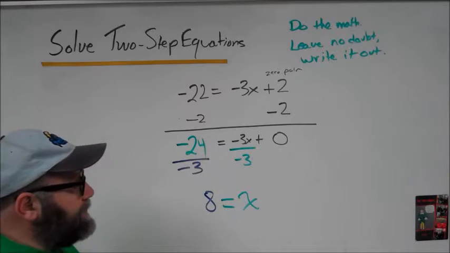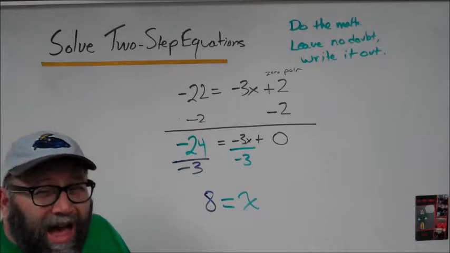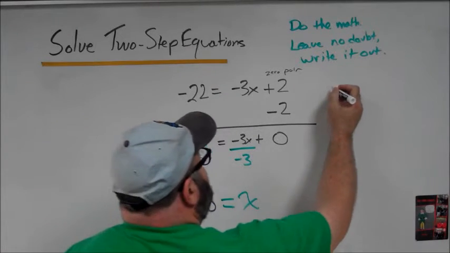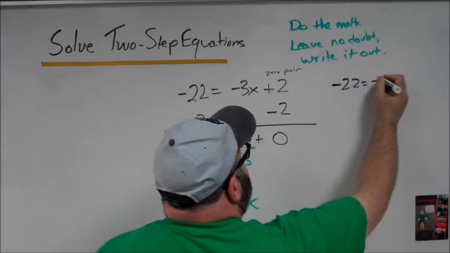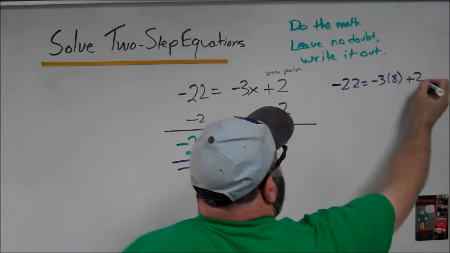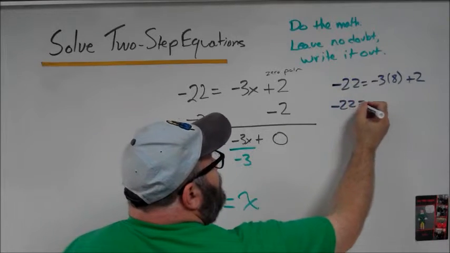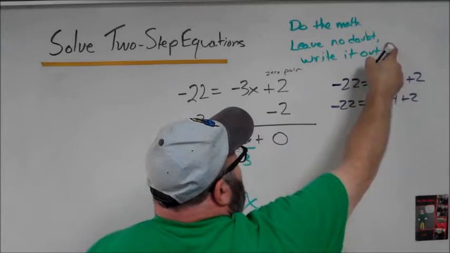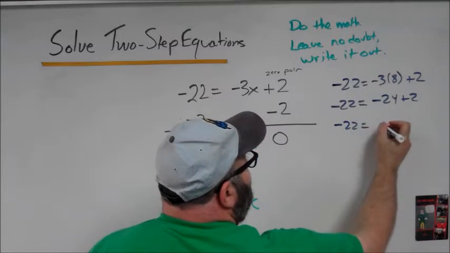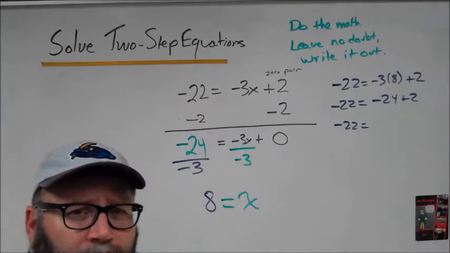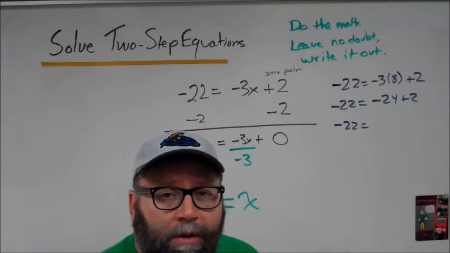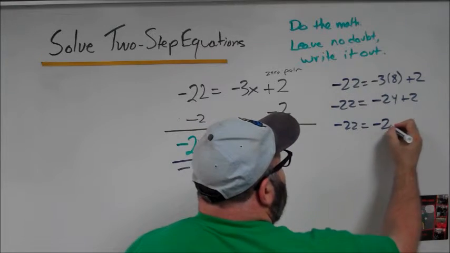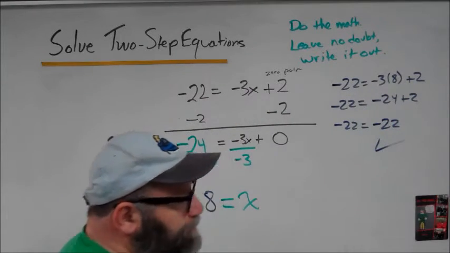All right. We've got this value. Do you believe it? We can check it. Let's just check it real quick. It's not going to take that much work. -22 equals -3 times 8 plus 2. -22 equals, this is do the math right here, -24 plus 2. This is write it out right here. -22 equals -24 and a +2, and we cram those together. There are more negatives than positives. How many more negatives are there? There are 22 more negatives, -22, and that checks.